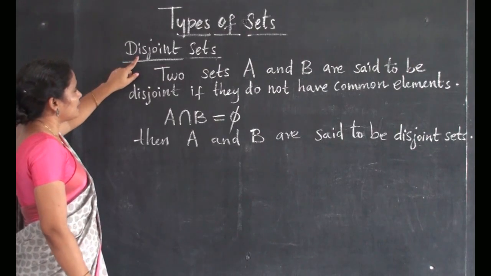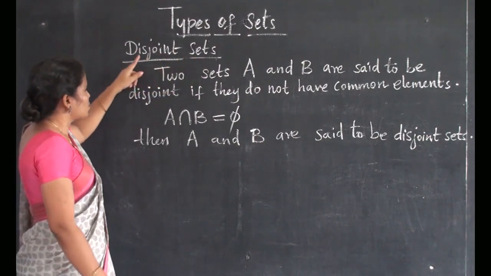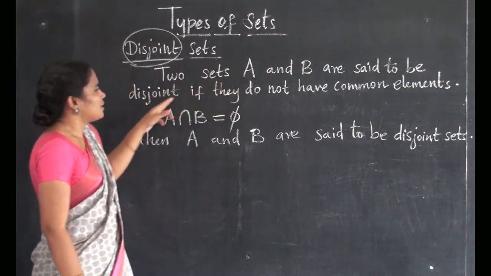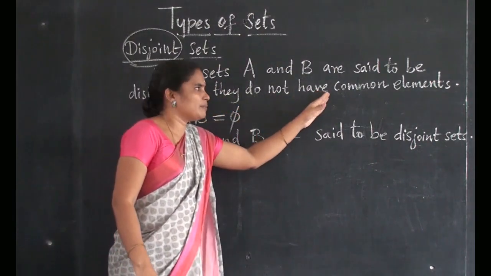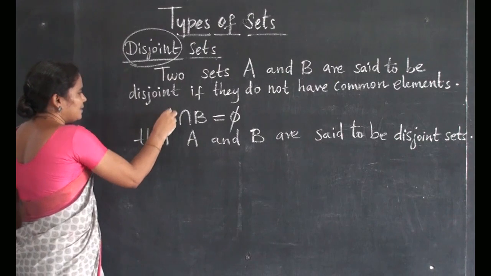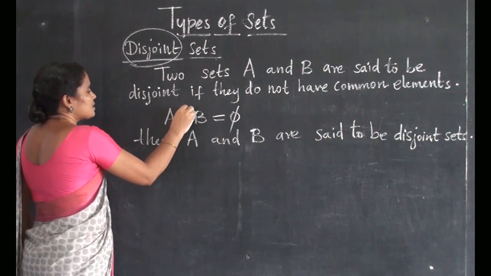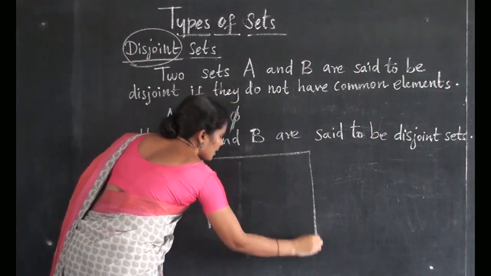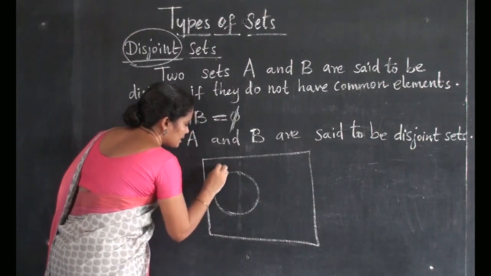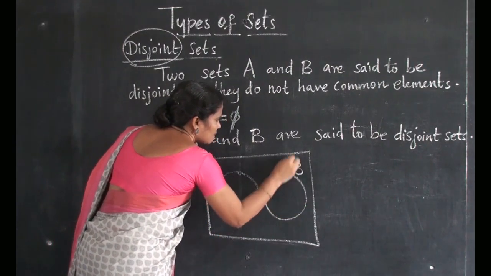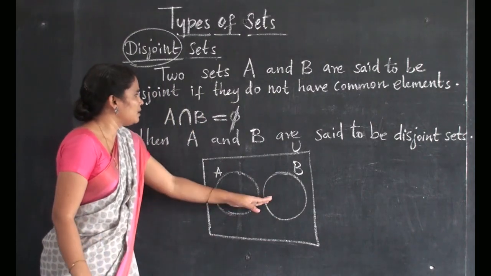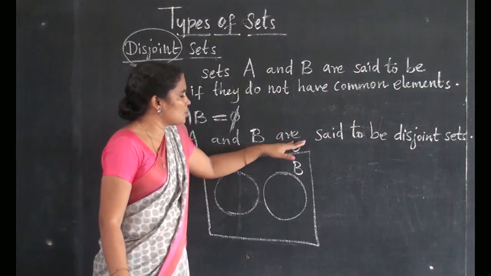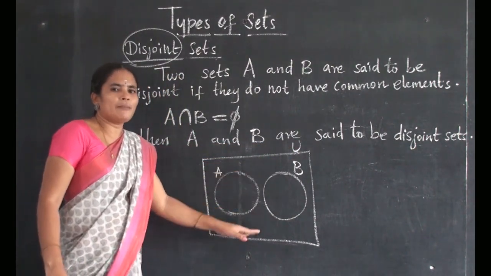Now let us move on to another type of set, that is disjoint sets. The word itself tells us that sets A and B are disjoint if they don't have common elements. For a disjoint pair, A intersection B is a null set. For example, it will be clear using a Venn diagram. It is set A and set B. Here we don't have a common element, so it is a disjoint set. A and B are said to be disjoint sets if they don't have common elements.